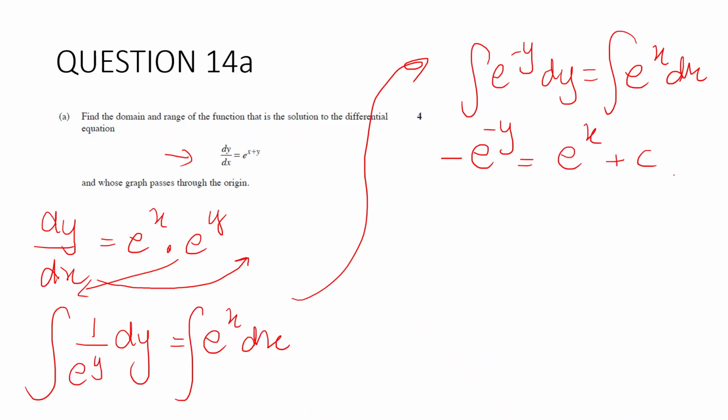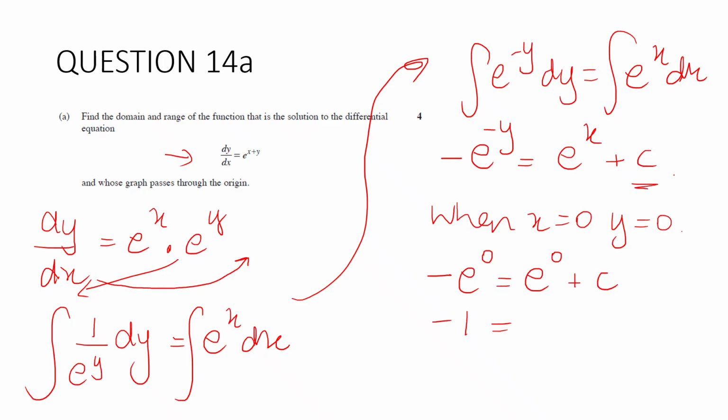Now I need to resolve this constant. We know that it passes through the origin, so when x is equal to 0, y is equal to 0. So we get negative e^0 is equal to e^0 + c. So negative 1 is equal to 1 + c. c is equal to negative 2. Therefore, negative e^(-y) is equal to e^x - 2.